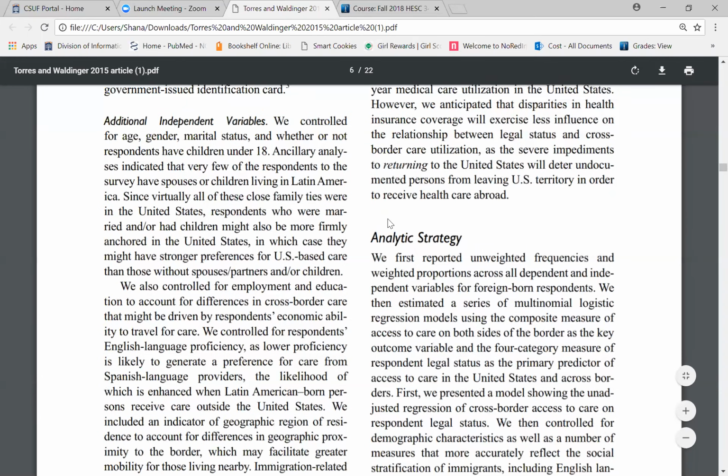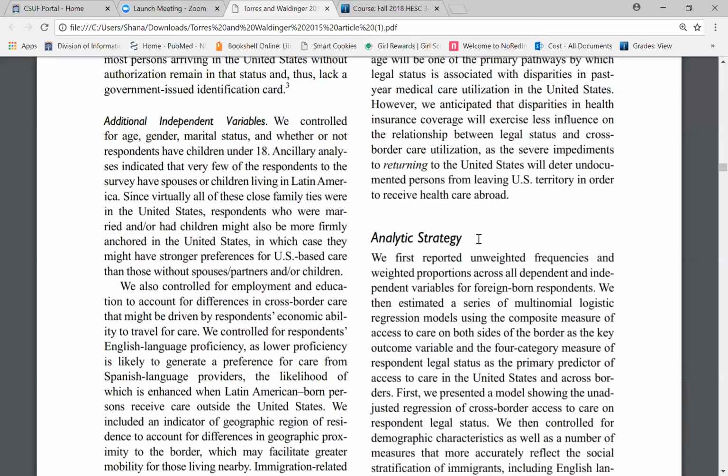So analytic strategy refers to thinking about deciding which tests you're going to use. So when you were in Health Science 349 and you were doing your final research project, you had that decision to make, right? You had variables that you were looking at, and you had to decide, well, which test is the appropriate test here? And what am I going to present? This is the section in the article here where the authors are talking about that exact same thing.